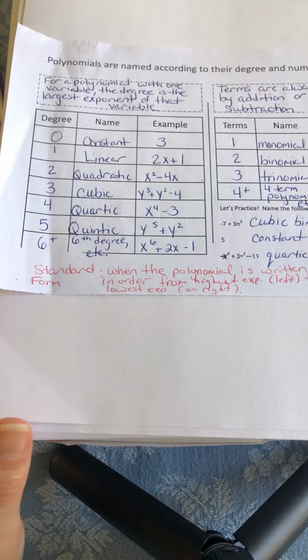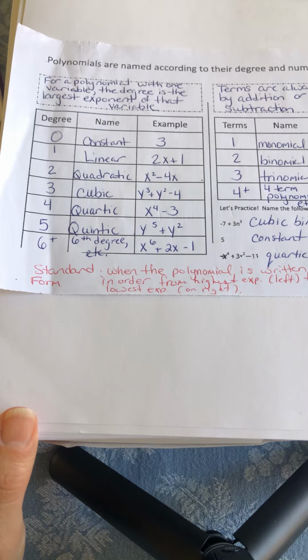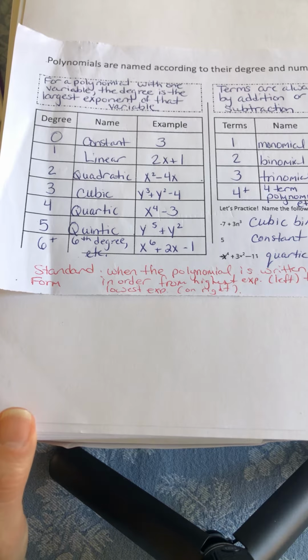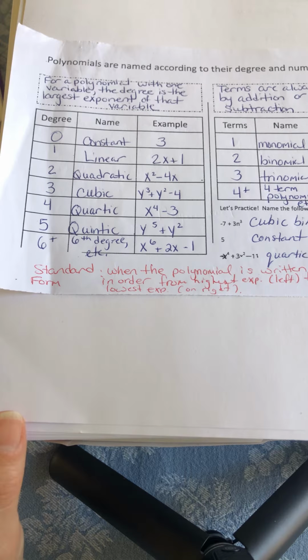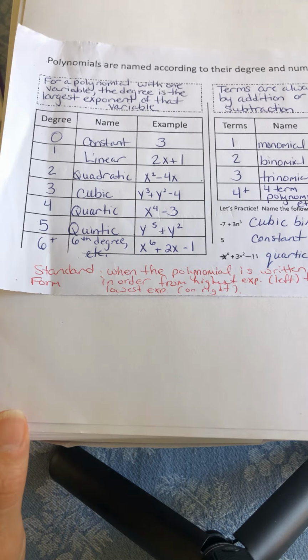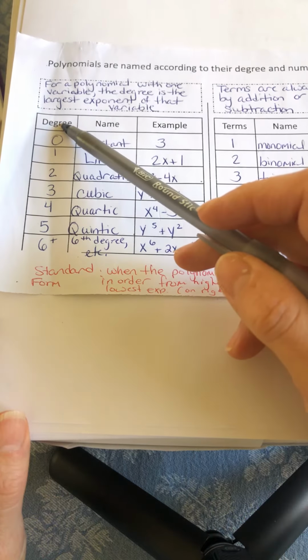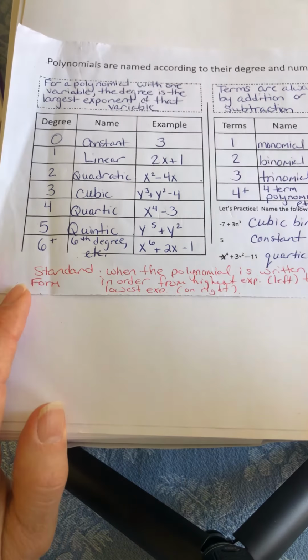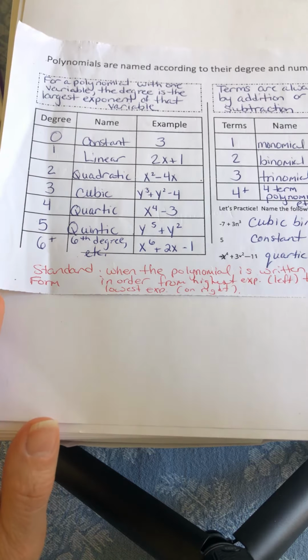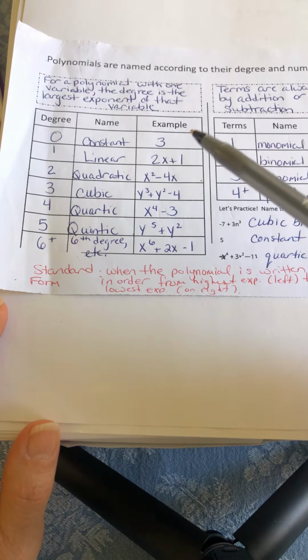So a polynomial is basically many terms, a group of monomials separated by either a plus or a minus. And we can name a polynomial in two ways. We can name it by what we call the degree, or we could name it by the number of terms. So the degree is the highest exponent of the variable.